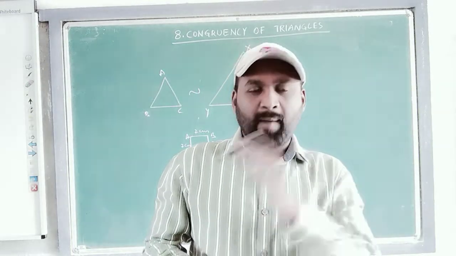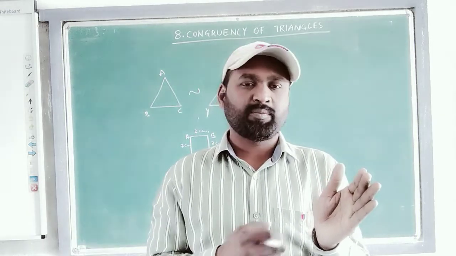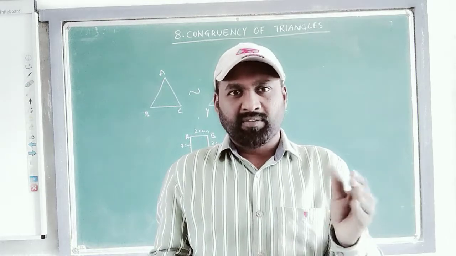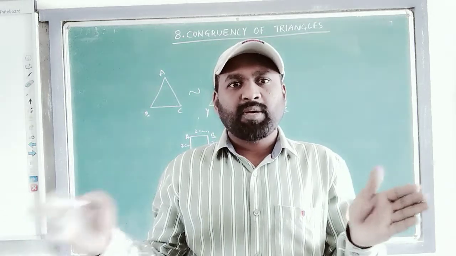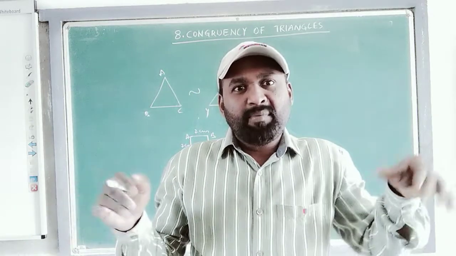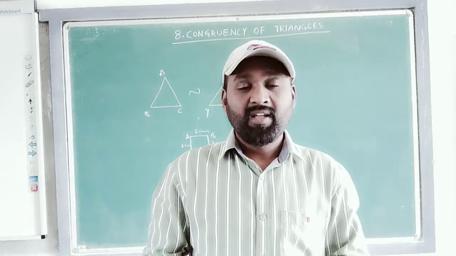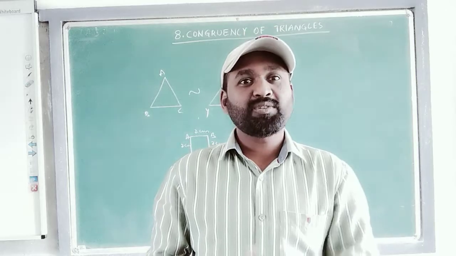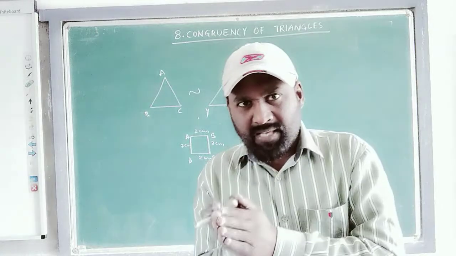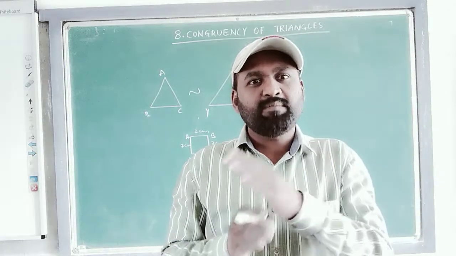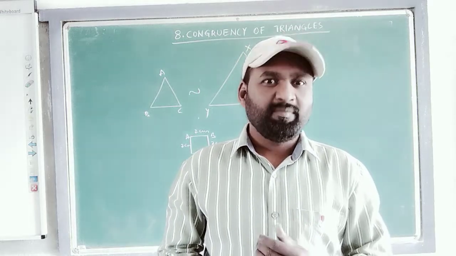Suppose you compare the mathematics textbook with another subject textbook, say English or science or social studies. The shape is the same, rectangle only, but the size may be different. Those two are called similar, but not congruent. Congruent means equal size and equal shape. Same size and same shape. Then only congruent. Hope you all understood the meaning of congruence.